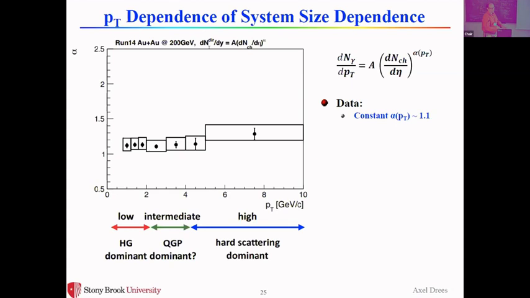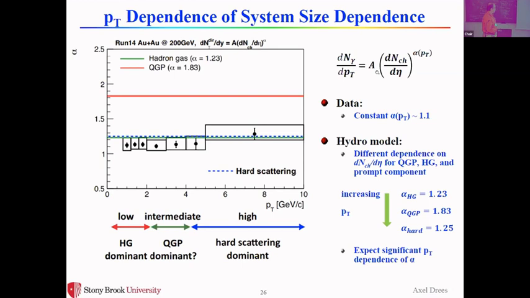We have to look hard to see any momentum dependence of this. And that's actually very interesting because that's not at all what you expect in a hydrodynamic framework, where the low part would be dominated by the hadron gas. From this calculation that I showed earlier, you would expect a slope of 1.23 for hadron gas, while for the quark-gluon plasma, you would expect 1.8. And then at high pT, you would expect 1.25 empirically. And as you go across pT and this mix of sources varies, you would likely expect some kind of bulgy thing here. But that's not what you see experimentally.